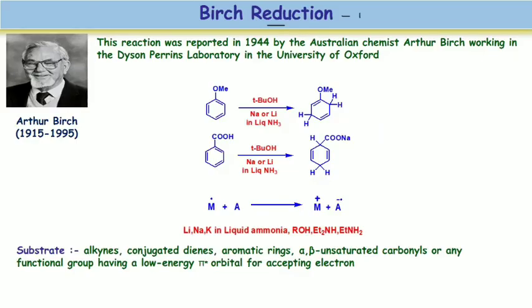So Birch reduction is basically a redox reaction. This reaction was reported in 1944 by the Australian chemist Arthur Birch. Let me inform you one thing, that Arthur Birch was a PhD student of Robinson, working in the Dyson Perrins lab in the University of Oxford.